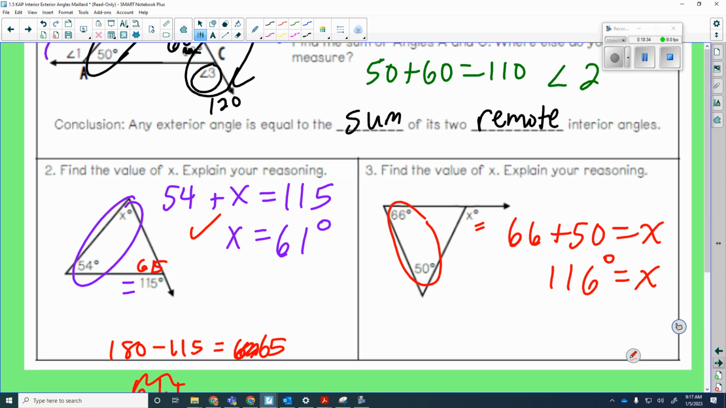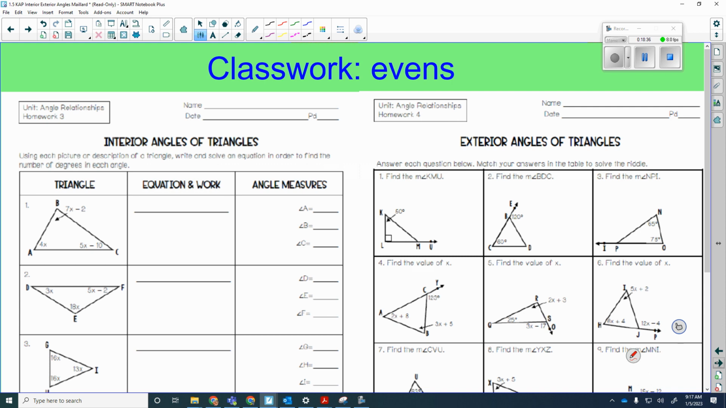Okay, so for practice, I just want y'all to do the evens. The evens only on the front and the back. Because the front page you can see is practicing interior angles on a triangle. The back page is practicing the exterior angles on a triangle. Does everybody understand? You've got a space here for your equation and your work and the measure of each angle. So make sure you're doing what they're asking you to do. Here they're telling you measure of an angle.